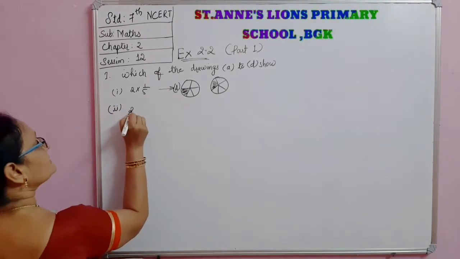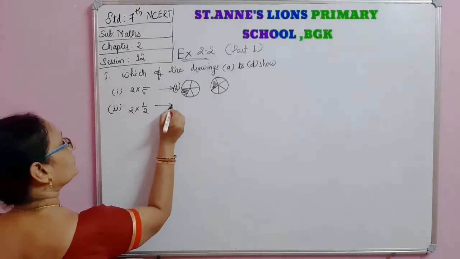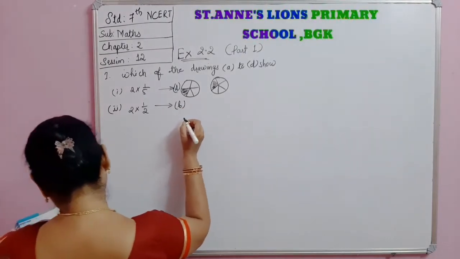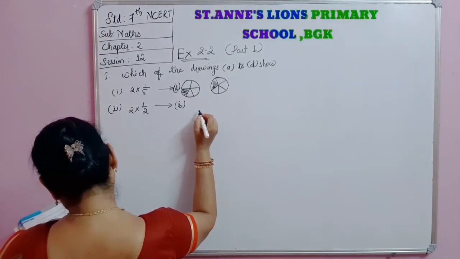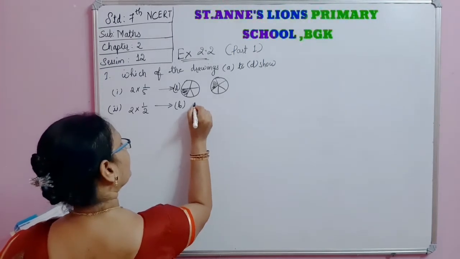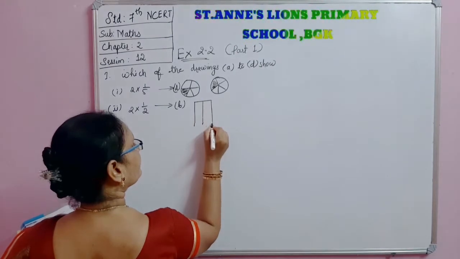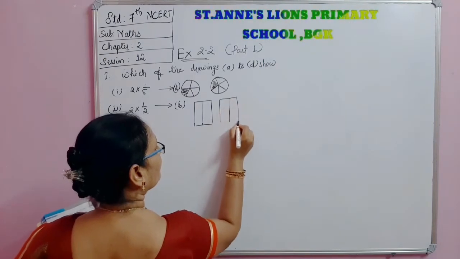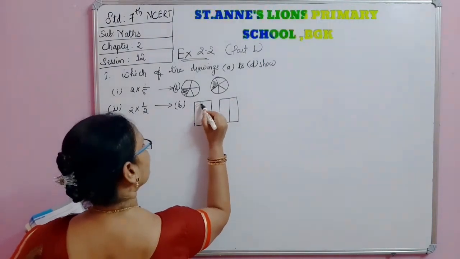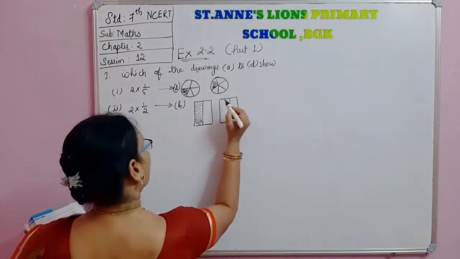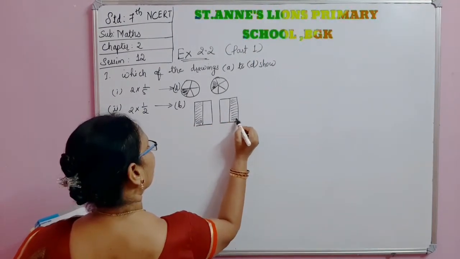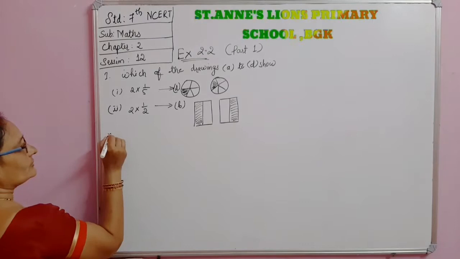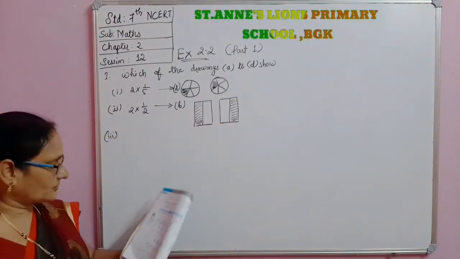Second one, 2 into 1 by 2. 2 into 1 by 2 is B. What is that B? B is like this. Draw them neatly. See, this is shaded and this is shaded. 1 by 2, 1 by 2. How many 1 by 2? 2, 1 by 2. So like this you have to draw the figure also and the option also.